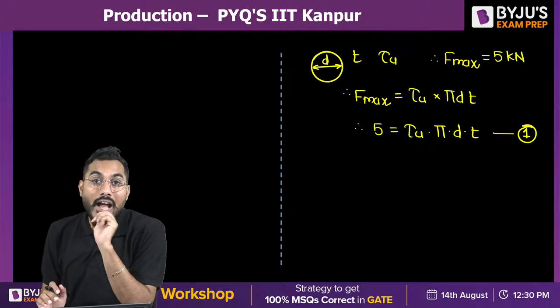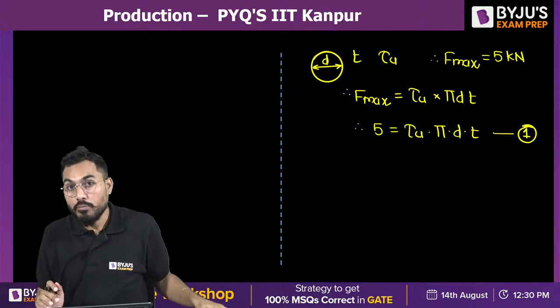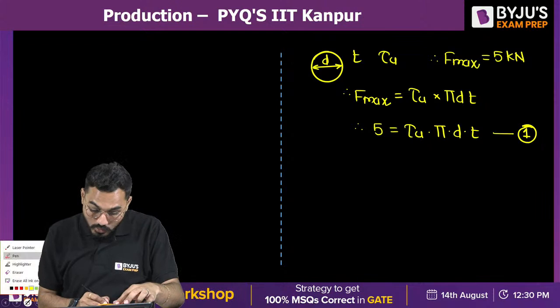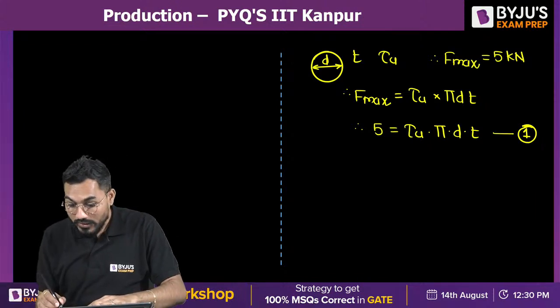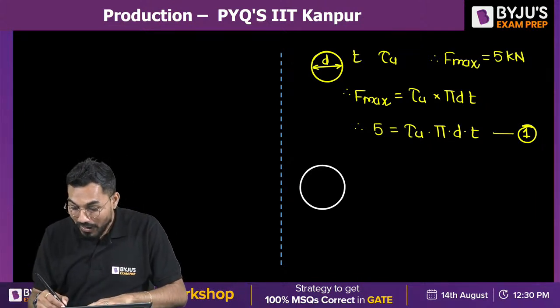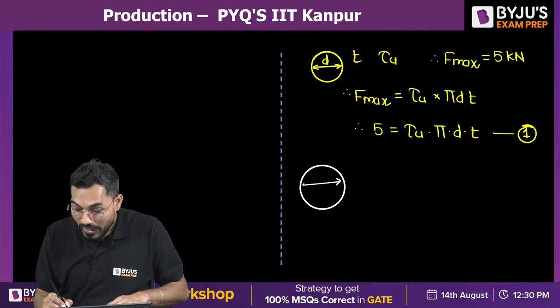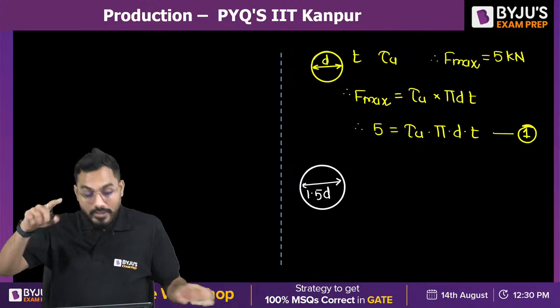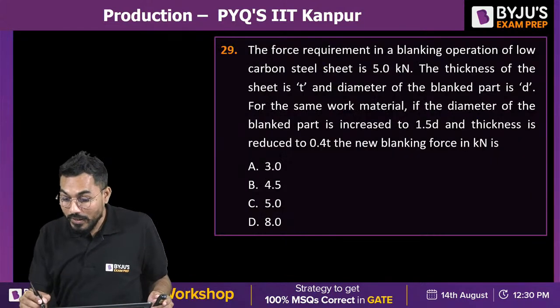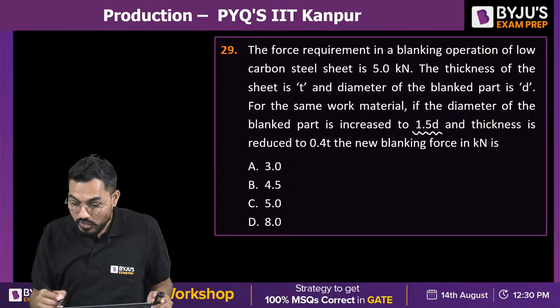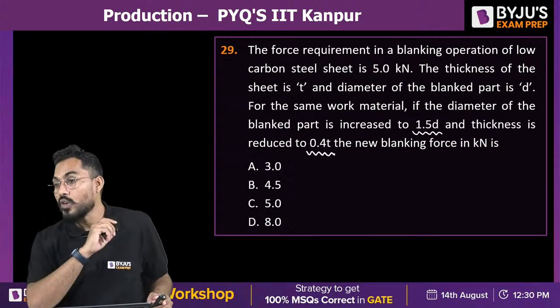Now what I did, I increased the diameter of the blank to be produced. Now the diameter of the blank is not d, it is 1.5 times d. So whatever the diameter of the blank I'm producing, it is 1.5 times the original diameter. And sheet thickness is reduced to 0.4 times t. It is given 1.5 times d and sheet thickness is 0.4 times t.